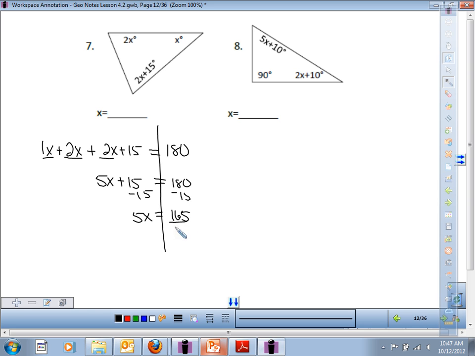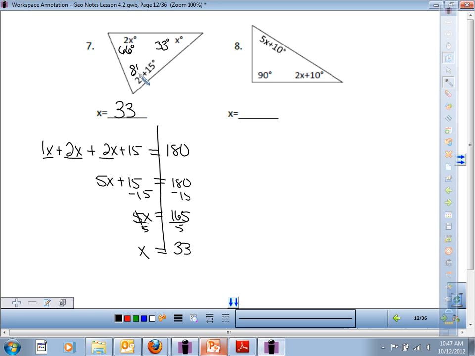And we divide by 5. And x is 33. Okay, so this angle, or x, is 33. That means we can go back in and find our angles. This smallest acute angle is going to be 33 degrees. This is going to be twice that, double that angle, so this would be 66 degrees. This would be twice that small angle plus 15, which would be 81 degrees.